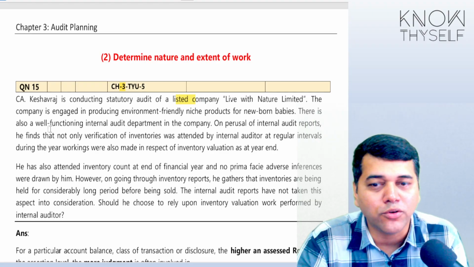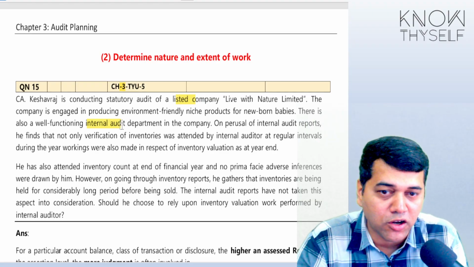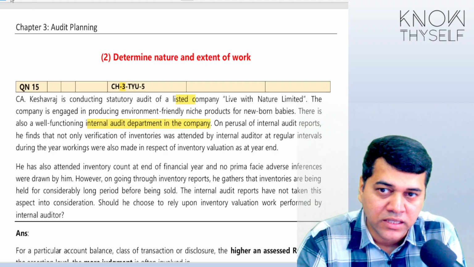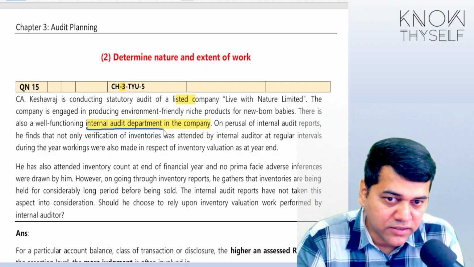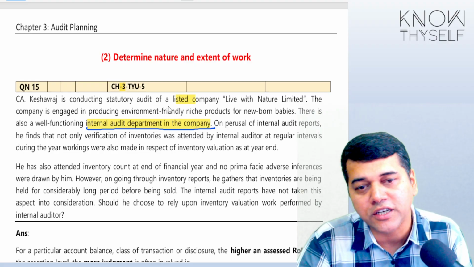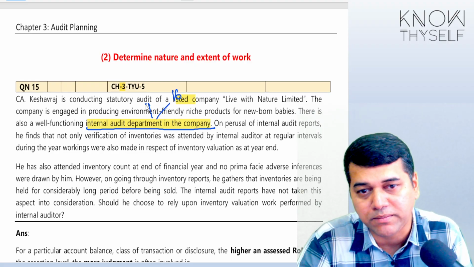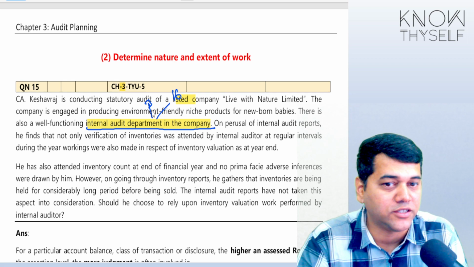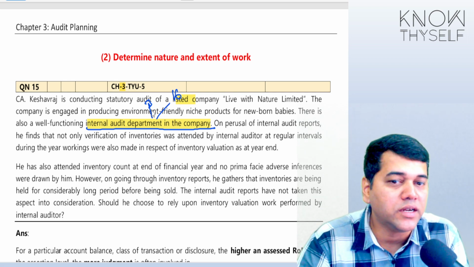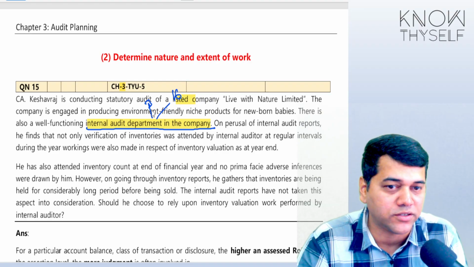Now there is also a well functioning internal audit department in the company. See, this is the keyword. This gives you one doubt: is this related to chapter 16 or chapter 3? We don't know at this point of time, because somewhere we understood that they are talking about the internal auditors.